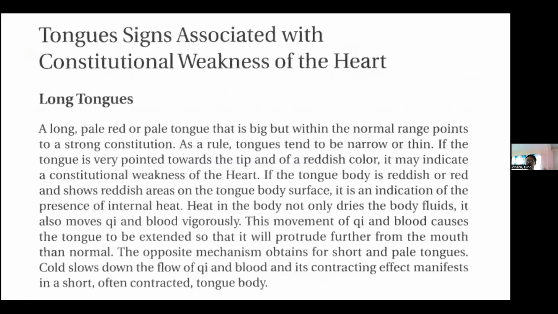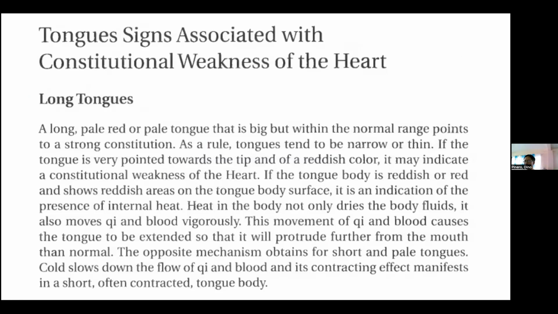So, long tongues. A long pale red or pale tongue that is big but within the normal range points to a strong constitution. As a rule, tongues tend to be narrow or thin. If the tongue is very pointed towards the tip and of a reddish color, it may indicate a constitutional weakness of the heart. If the tongue body is reddish or red and shows reddish areas on the tongue body surface, it is an indication of the presence of internal heat.